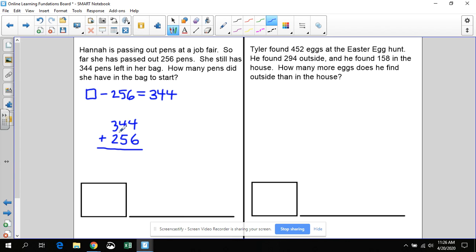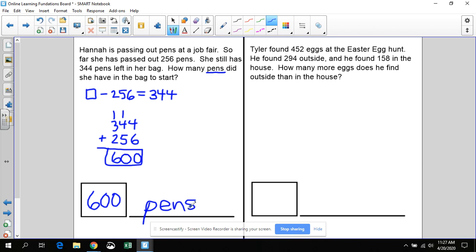I have everything lined up. 4 plus 6 is 10, so I have my 1 up there and my 0 down here. 1 plus 4 plus 5 is 10, and 1 plus 3 plus 2 is 6. So there's my answer, 600. That goes in the box. And pens is my label.